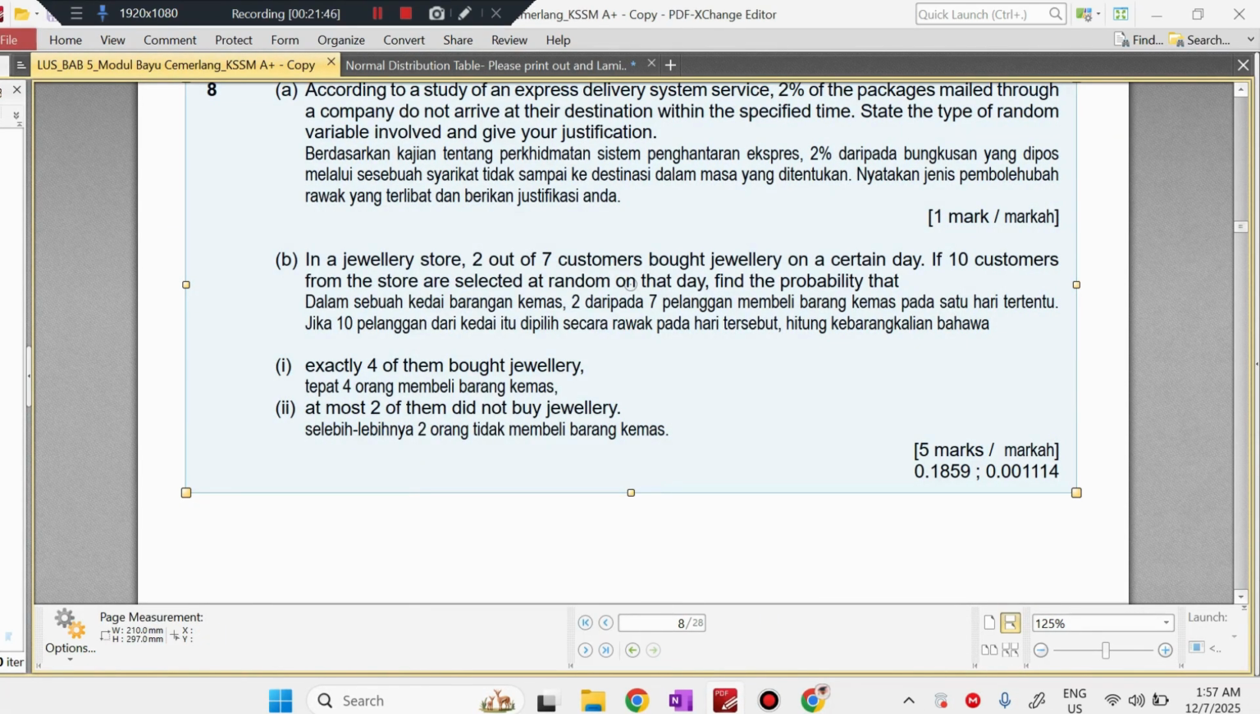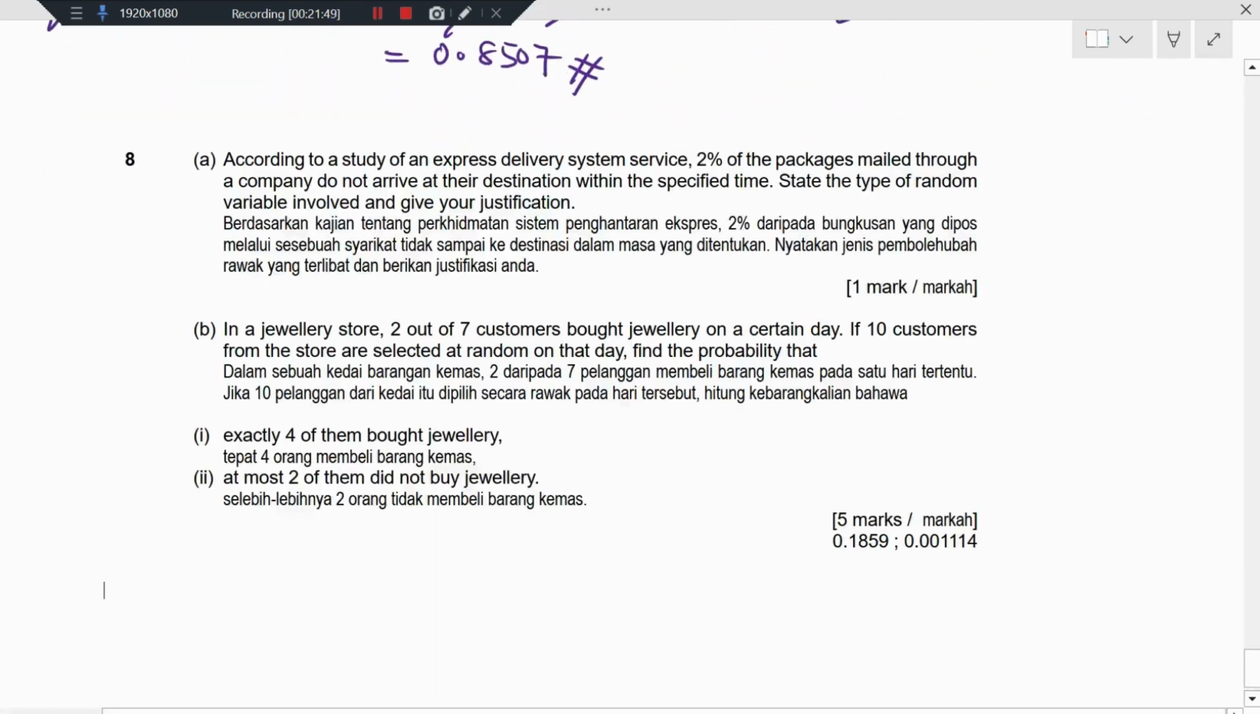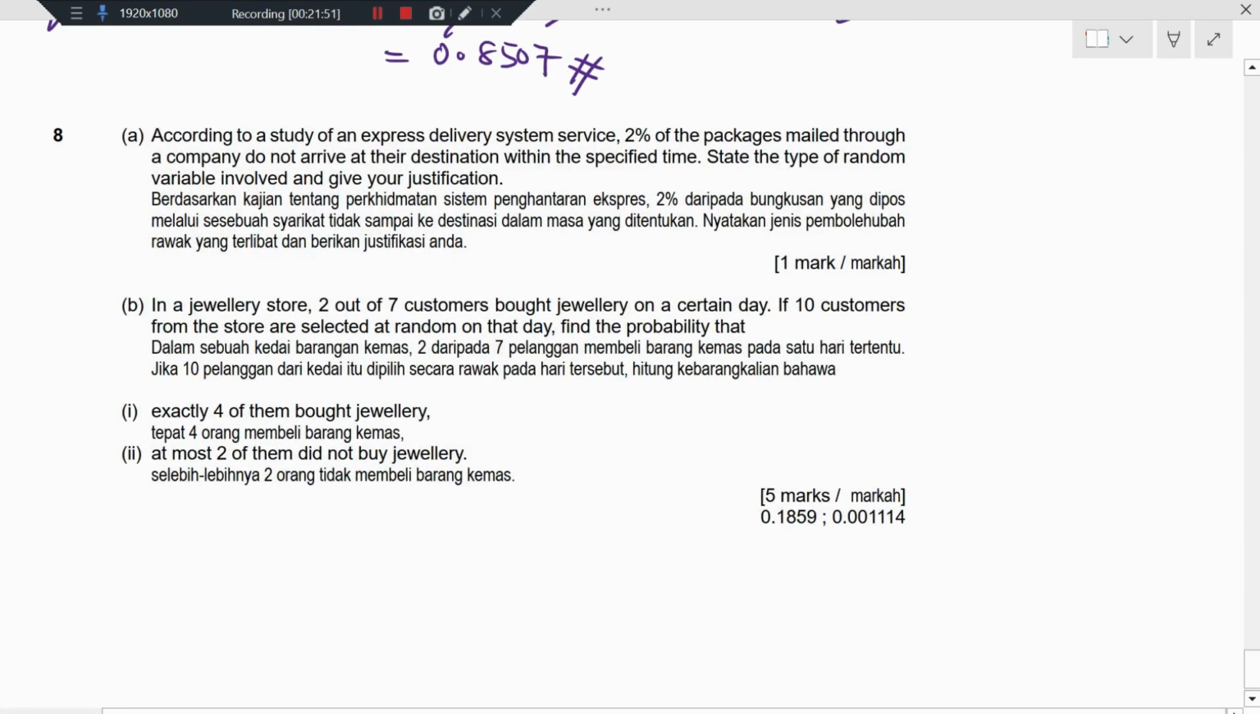6 marks. According to a study, an express delivery system, 2% of the packages mailed through a company do not arrive at their destination within the specified time. State the type of random variable involved and give your justification. So if you see this question, they give you 2% of the packages mailed through the company do not arrive within a specified time. State the type of random variable. So what random variable is this? This is a binomial random variable.